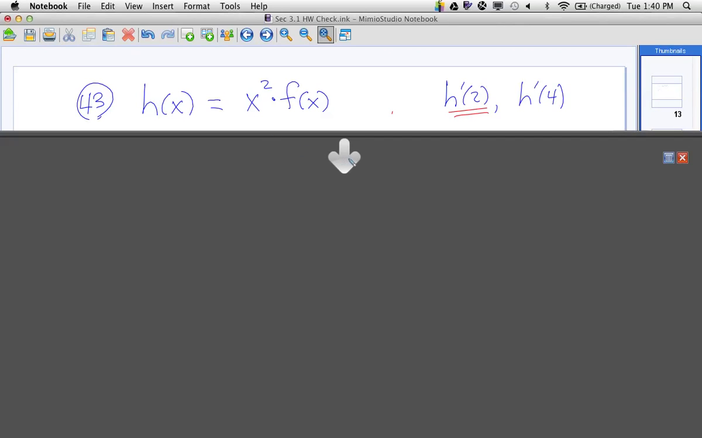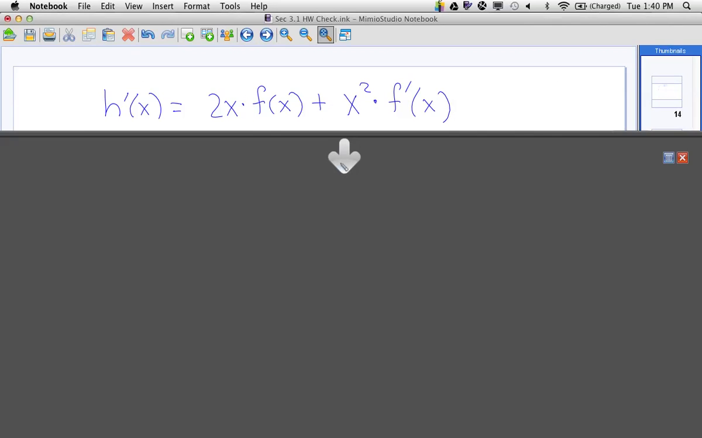So we need H double prime. So here's H prime. We need H double prime of x. Then we can plug in a negative 0.5. Well, good God, how are we going to do H double prime?